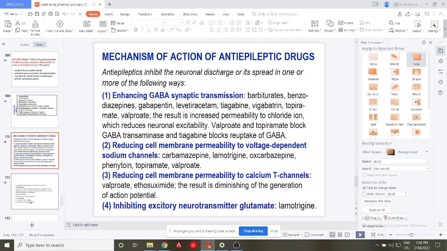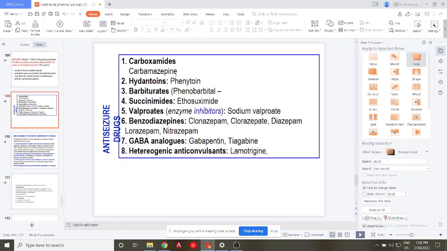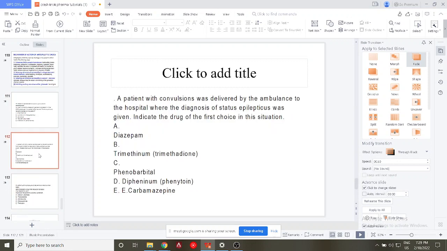Okay, so questions. Someone please read an answer. Guys, we're almost done. An attack of generalized tonic-clonic convulsions accompanied by loss of consciousness and general suppression of the CNS developed in a patient after trauma. What drug should be administered? Phenobarbital. Okay, yes, phenobarbital. It's also one of the drugs from this list. So you have to memorize this because they can tell you any of these. Okay, so next question.